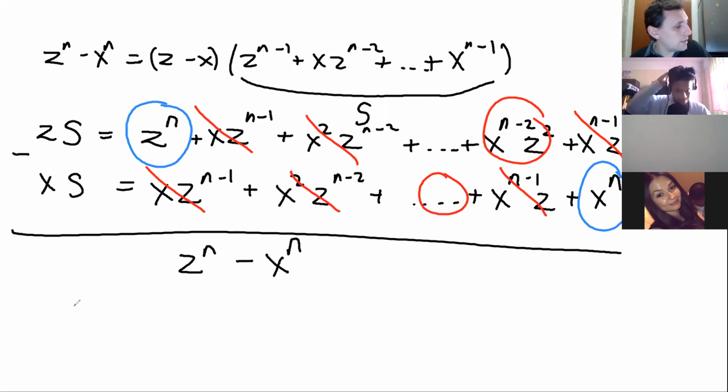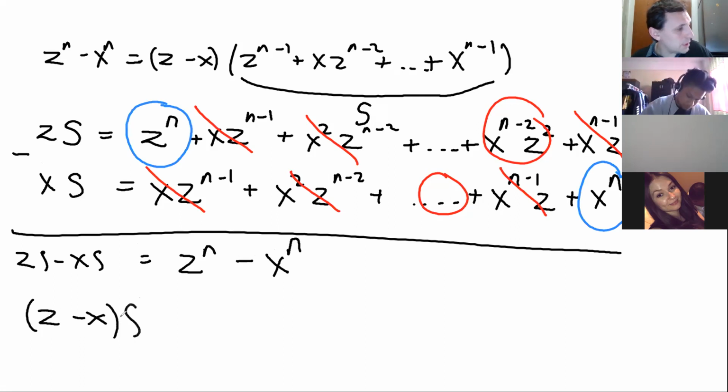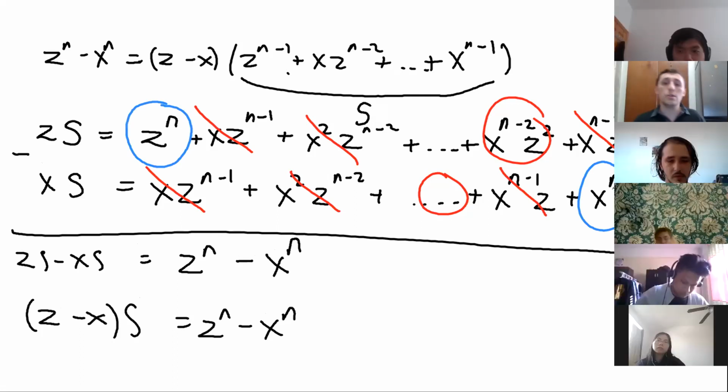If I simplify here, this is zS minus xS. And so z minus x multiplied by S equals z to the n minus x to the n, which means the pattern that I picked up always holds. You understand what I verified? I first know how to get to that pattern. I can use long division to notice the pattern, but once I notice it, I must ensure that it always holds. This is one easy way to do so. So I know that my factorization is absolutely correct.